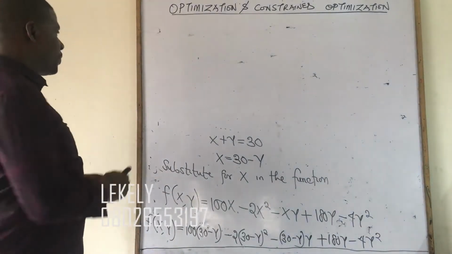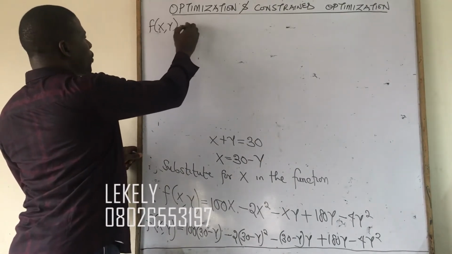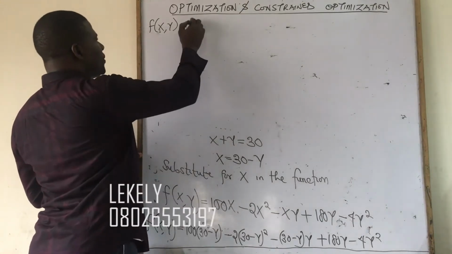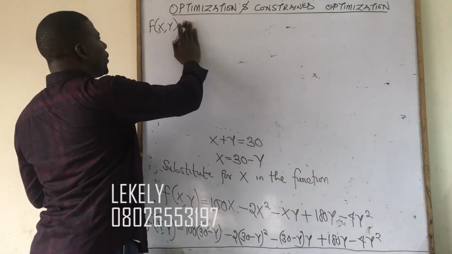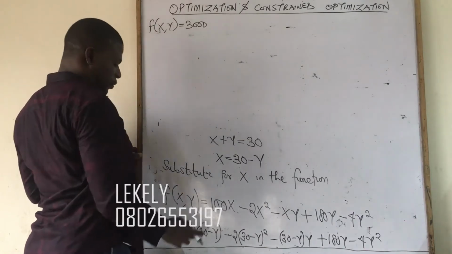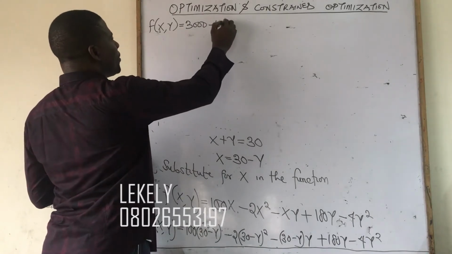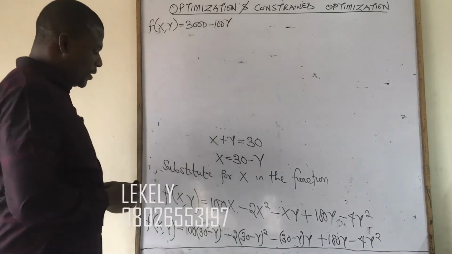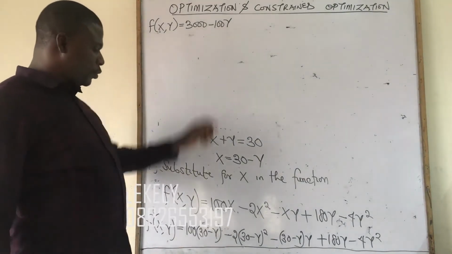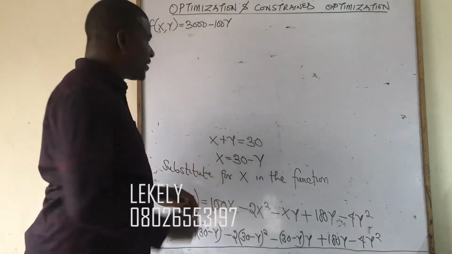is to expand. So f of xy will now be equal to, if you expand this, 100 times 30 will give you 3000. 100 times minus y will give you minus 100y. You see that? 100 times 30, 3000. 100 times y, 100y. Then open this bracket first.